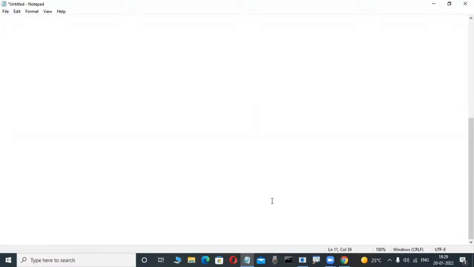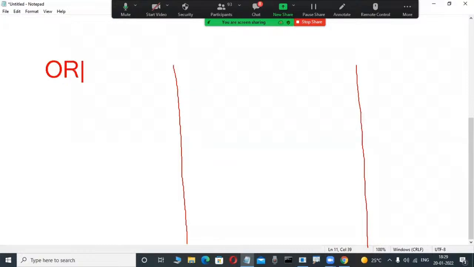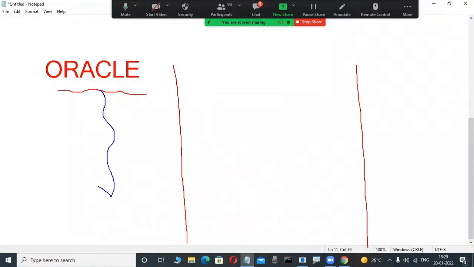Suppose, for example, I am working in a company. Concentrate for five minutes. I am working on an Oracle project. Oracle is a relational database product. If I want to operate this relational database product, I use SQL, which is a language. Observe here, SQL is a language I'm using.